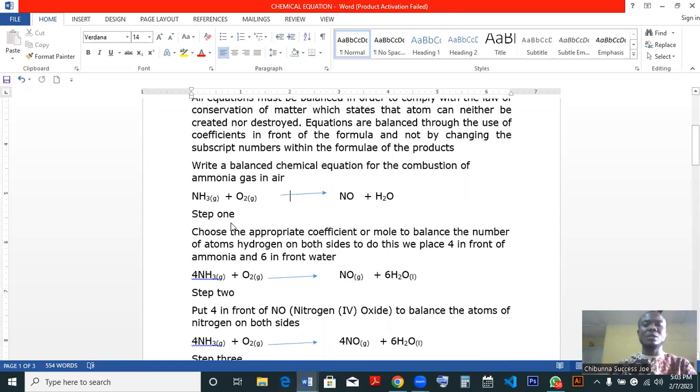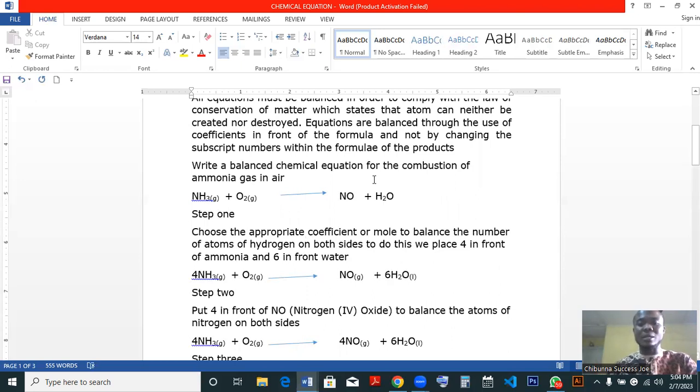Step one: choose the appropriate coefficient or mole to balance the number of atoms of hydrogen on both sides. To do this, we place 4 in front of ammonia and 6 in front of water, and this has been done here. We have 3 atoms of hydrogen in ammonia, and 2 atoms of hydrogen in water.